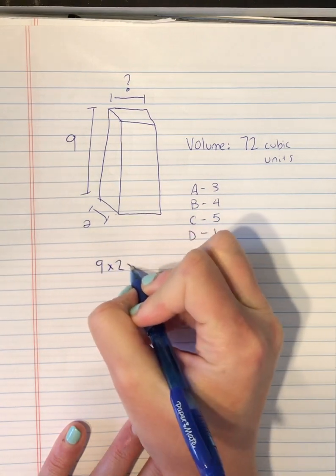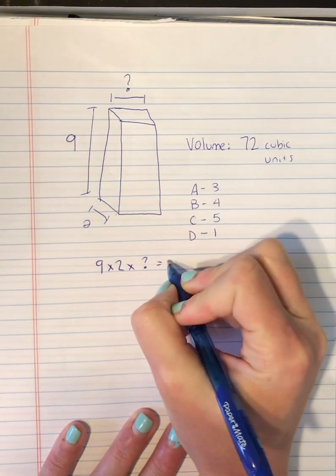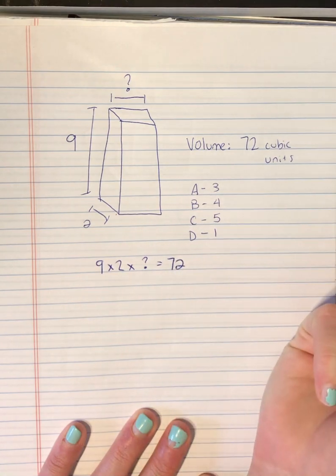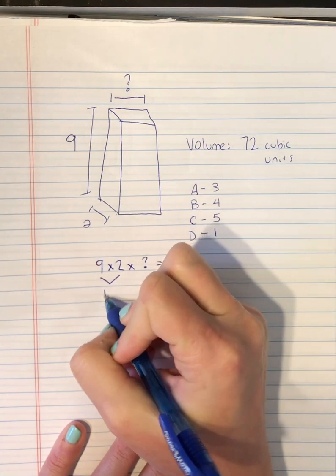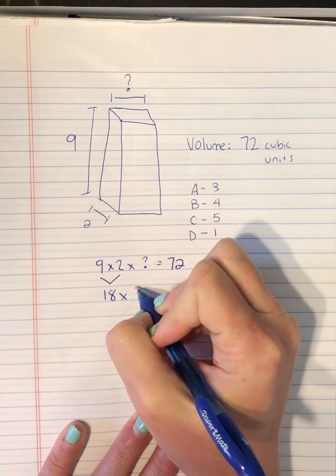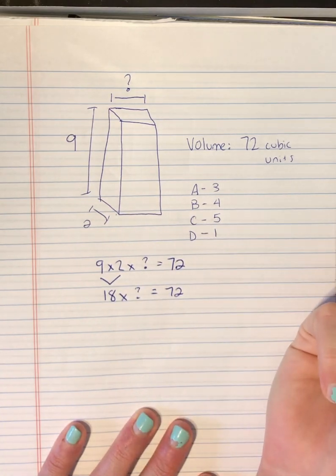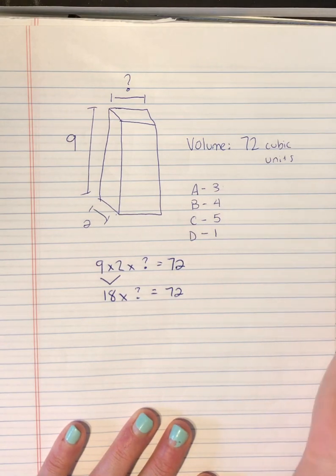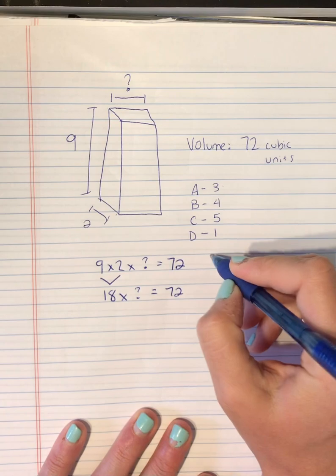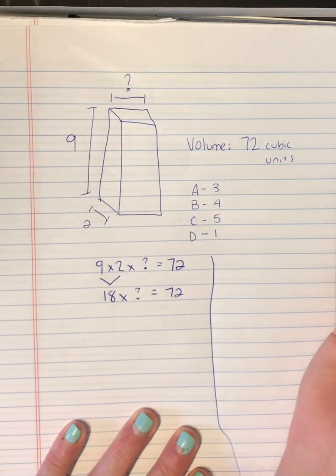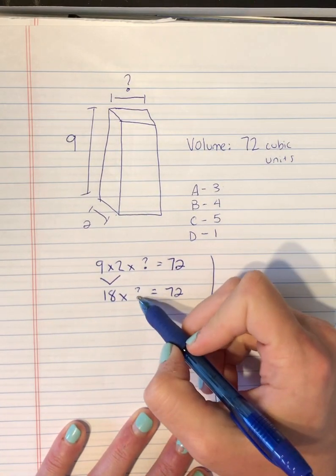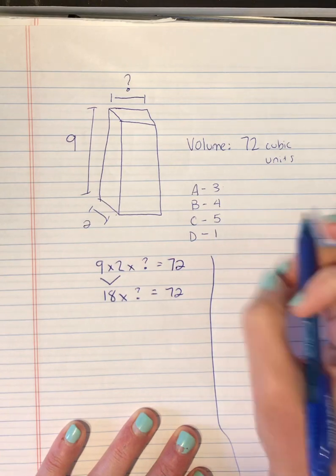9 times 2 times what is going to get me 72. I know that 9 times 2 is 18. 18 times what equals 72? Well, I don't know my 18 facts, okay? So I'm going to use my answer choices to help me out. So I'm going to come over here to do some scratch work, okay? And I'm just going to plug in my answer choices and see which one works.